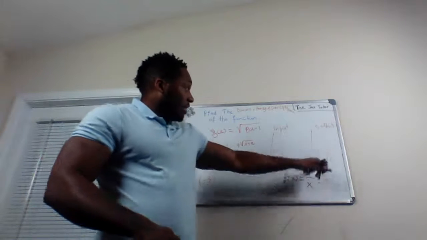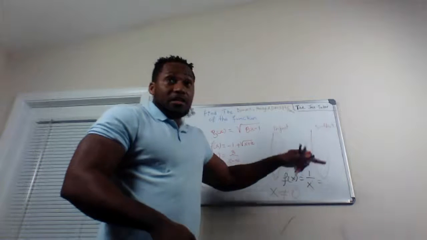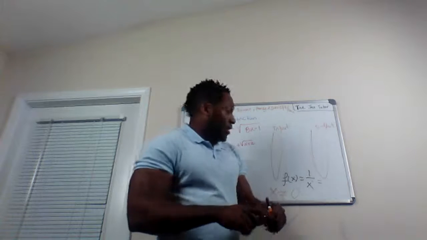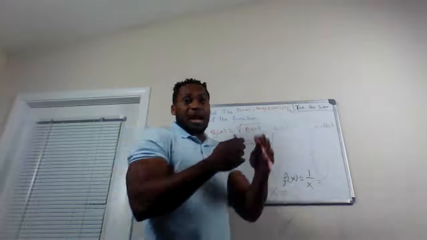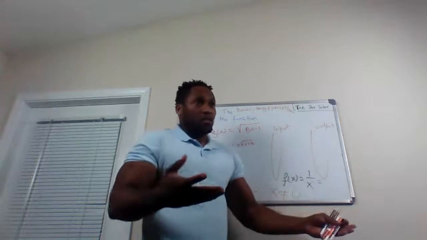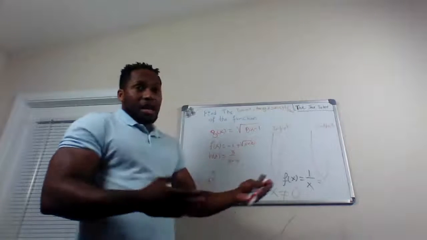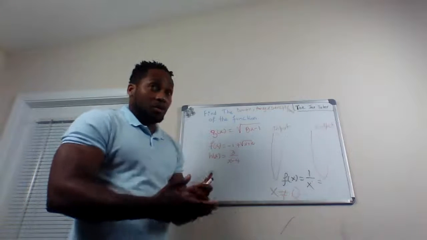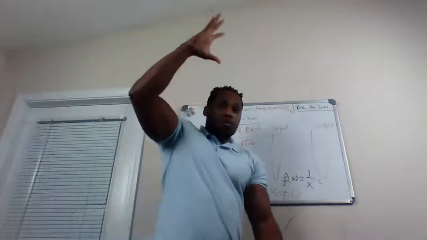And when you have a function like this, there are certain values that you cannot put in it. There are certain values that when you put them in, there are certain outputs that are not possible. Some of the functions that we're going to see here, there are certain outputs that are not possible. So the range is all the possible y values.